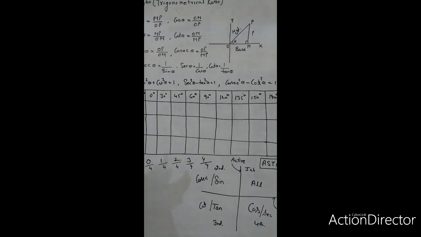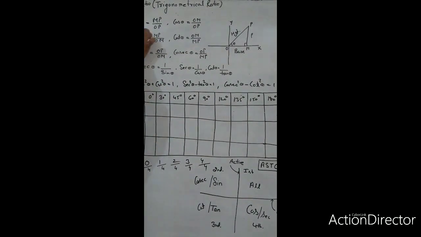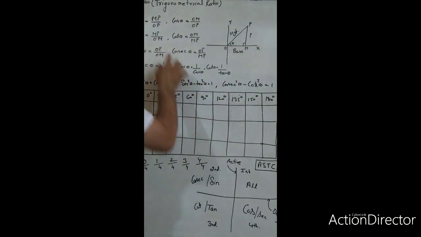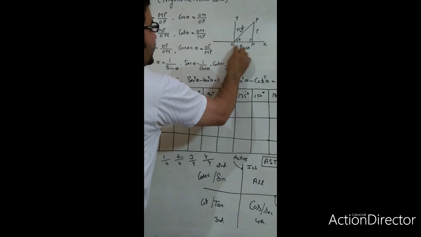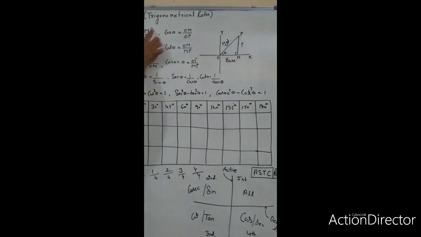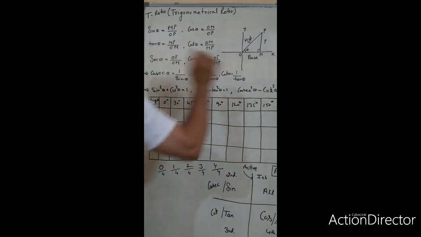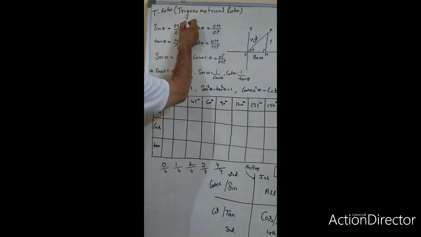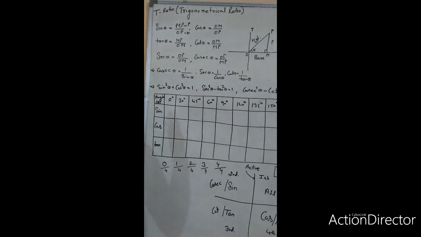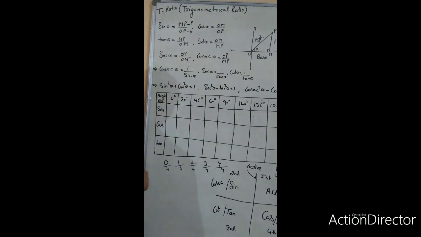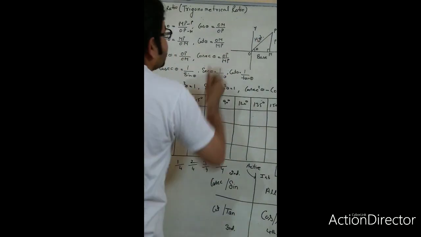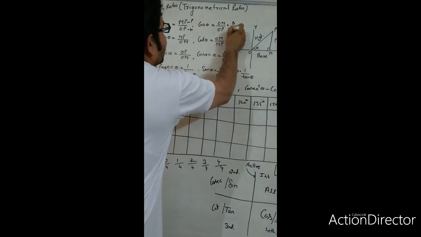So, to find the value, sin theta has the formula PM upon OP, that is perpendicular upon hypotenuse. Here the perpendicular is MP and the hypotenuse is OP. This is the formula for sin theta. Similarly, cos theta has the formula OM upon OP, that is base upon hypotenuse.